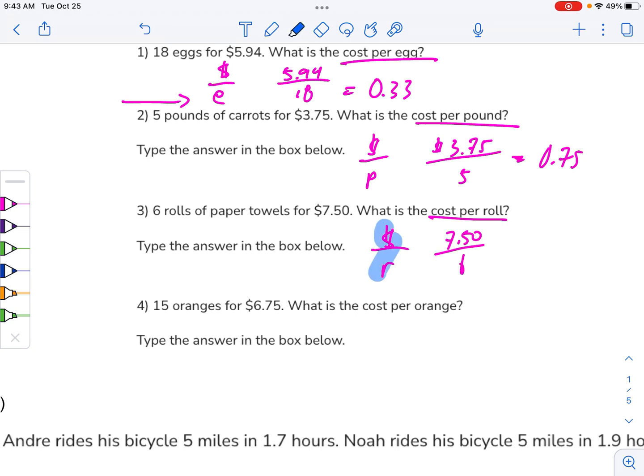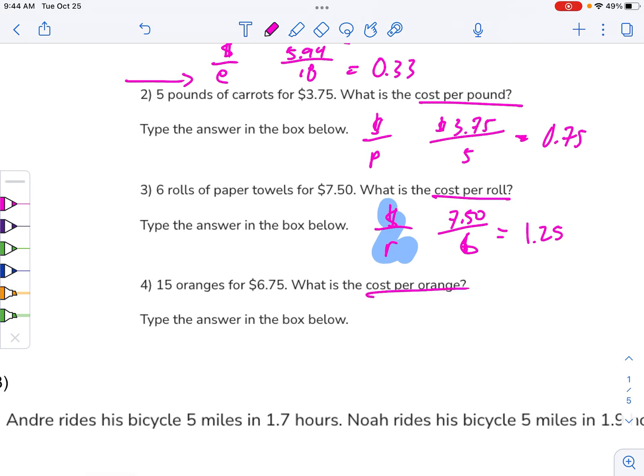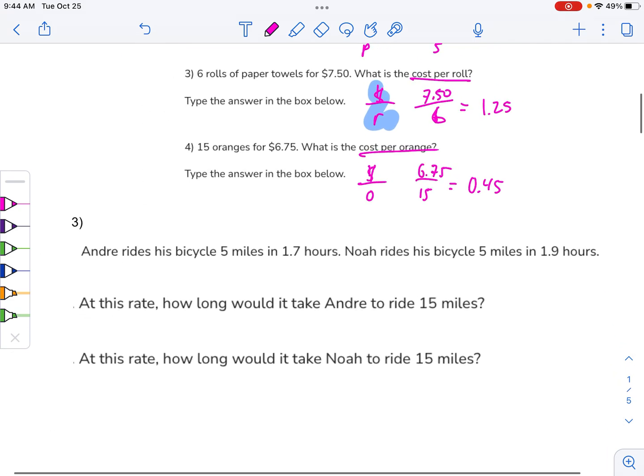And I tend to do this thing so I put them in the right order, because if I build them the other direction, I might divide this wrong. So sometimes after you get done dividing, look and see if your answer is reasonable. You'll know if you divided it wrong, because your answer will be ridiculous. So looks like each roll is $1.25. Let's do this one. Cost per orange. So cost per orange. 675 divided by 15 is 45 cents. Yes, good job, way to go.